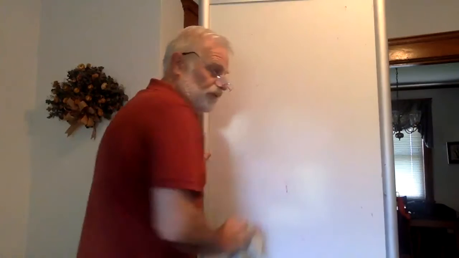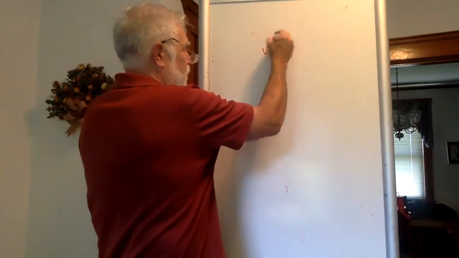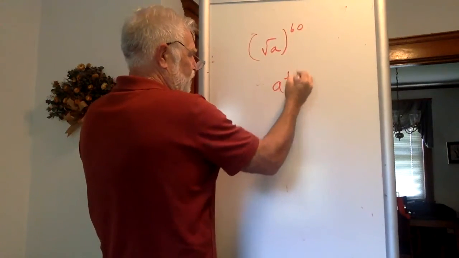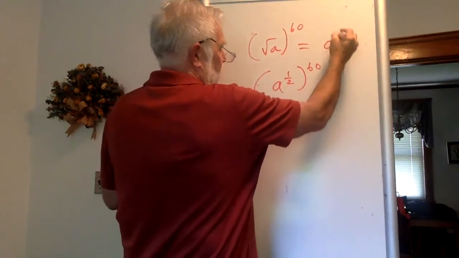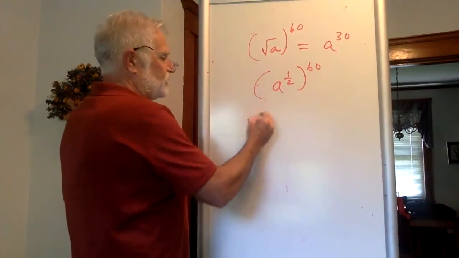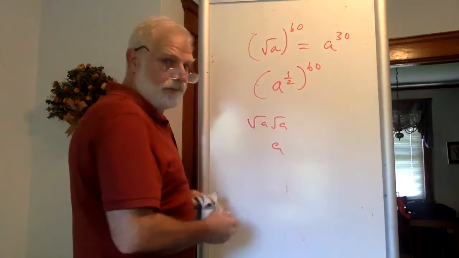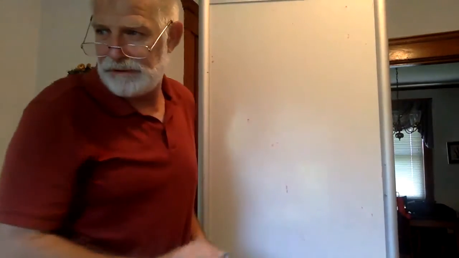Extraneous roots. Square root of 8 to the 60th is the same thing as saying 8 to the 1/2 to the 60th. And I hope everybody can see why that is 8 to the 30th, right? Square root of a times the square root of a is a. So 2 gets you 1. That was quick and easy.